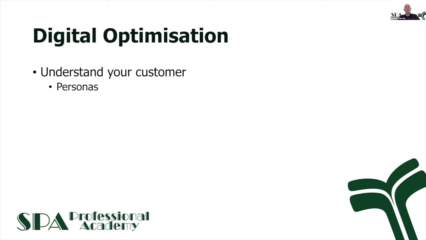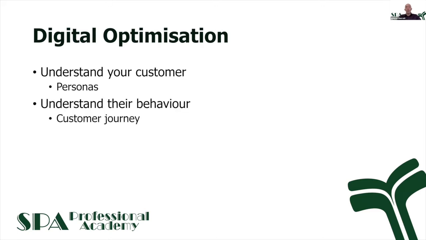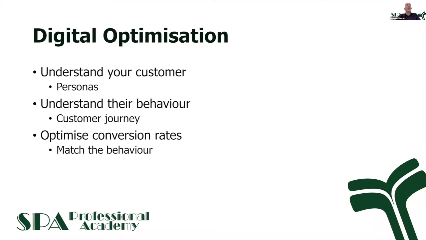strategy, digital marketing. We'll start off with looking at understanding your customer, and we'll look at what a customer persona is and what we mean by that. I then want to think, when we understand our customers, we then need to understand the behavior of those customers, the journey that our customers go through. So we'll have a look at how we understand a customer's journey, followed by, once we know who the customer is and how they behave, how do we optimize the conversion rates, matching the behavior of our customers. So those are the areas that I want to run through in this relatively short presentation that we've got here.